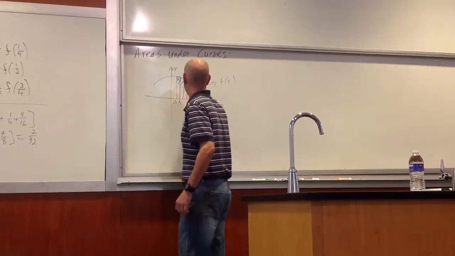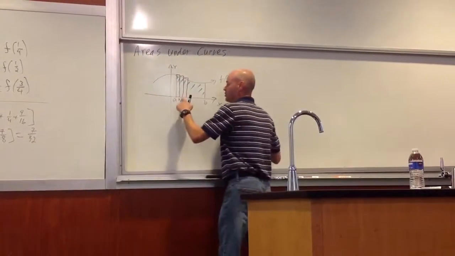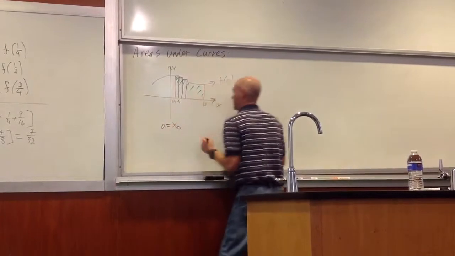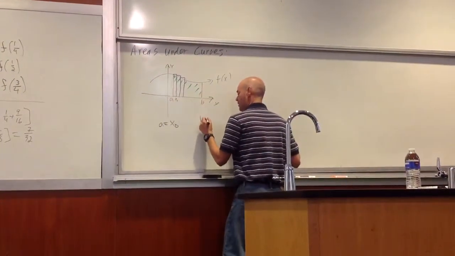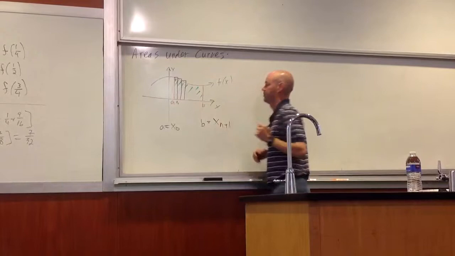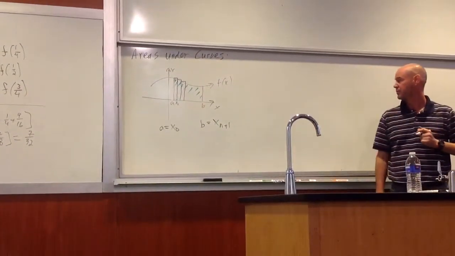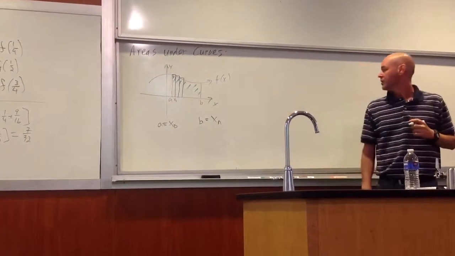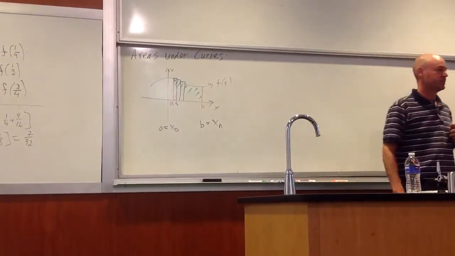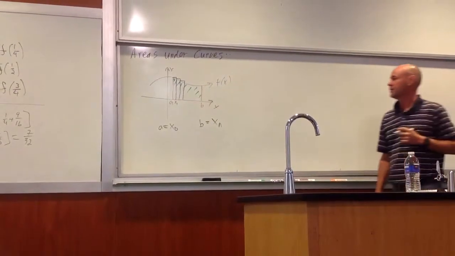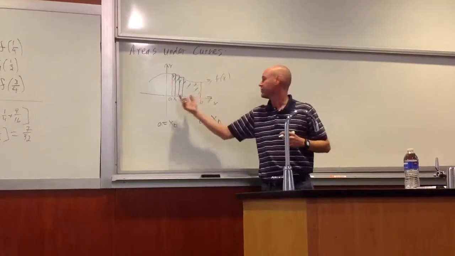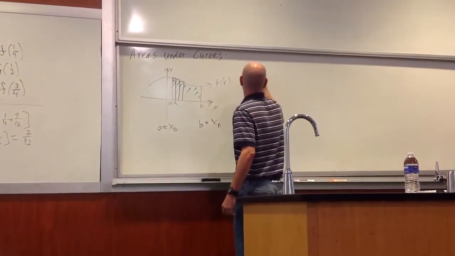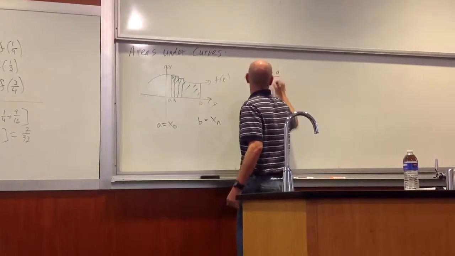If this is x of 1, then we have x of 2 next to it, x of 3. A becomes x naught. B becomes x of n. So it's the 2 endpoints. And I deliberately didn't fill out the rest of them because I want to leave it kind of generic. Now the distance between them is delta x, and once again, delta x is here.